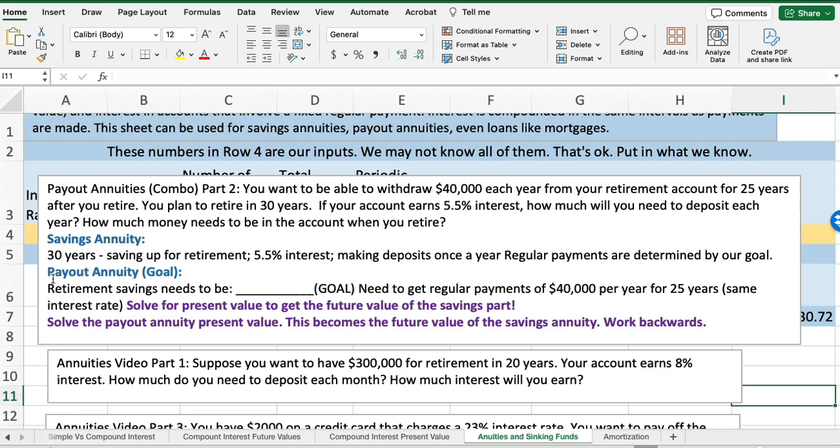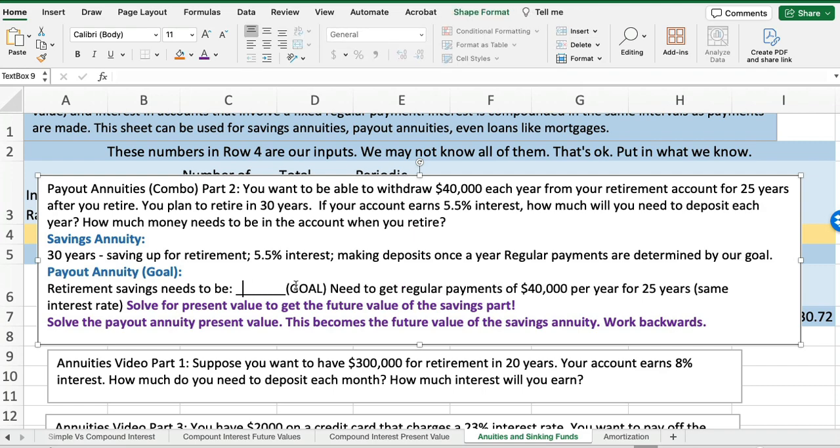Our goal is the payout annuity. In the payout annuity, we want to have a certain fixed amount of money. I put an underline there, or you could use a question mark if you want. So let's put the question marks here. We don't know what that amount is. There.